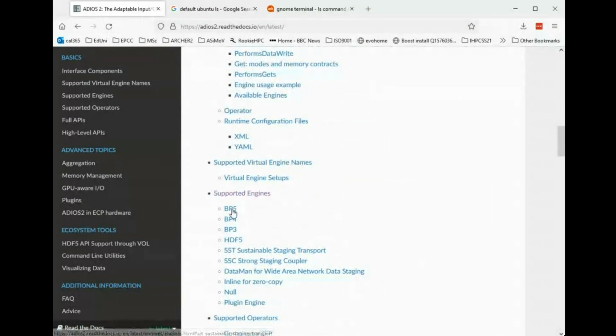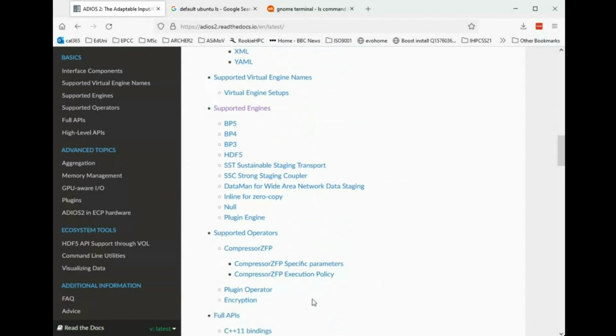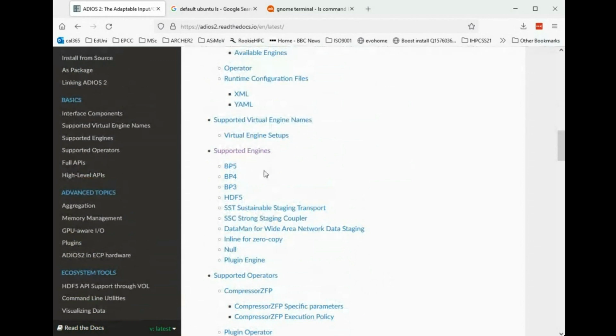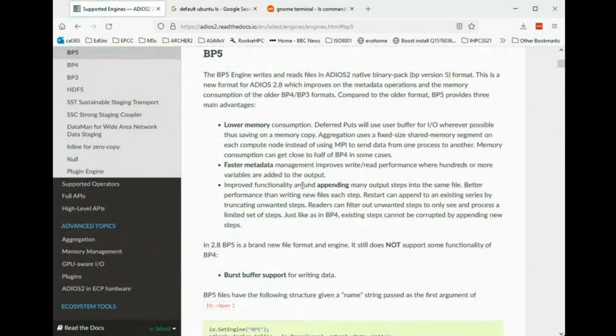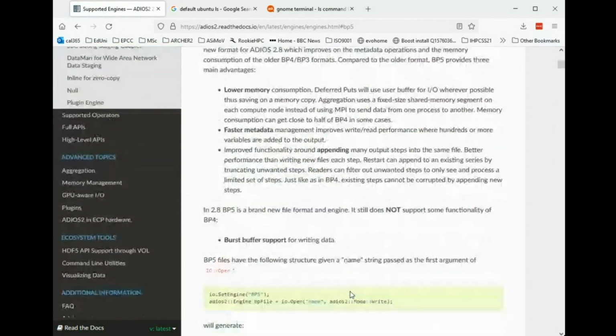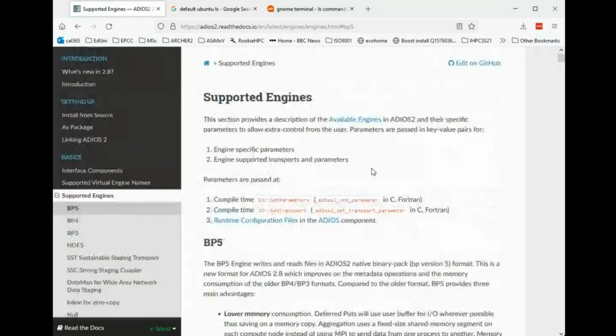And you can see it can write BP5, BP4, whatever, HDF5, and it can also do MPI-IO as well, I believe. Well, you can read it yourself. It's a new format. But this config.xml file is how you configure things. So that's really all I had.